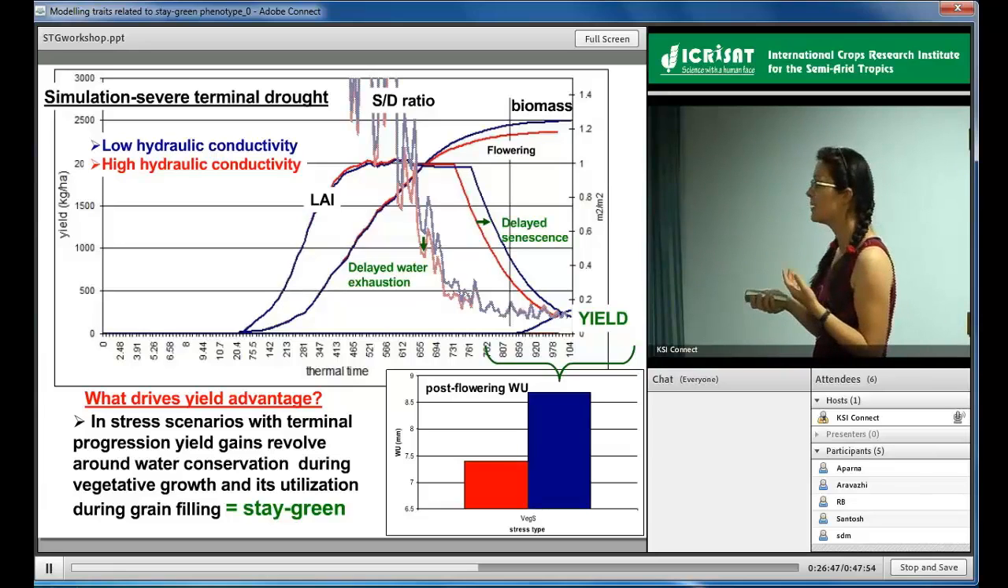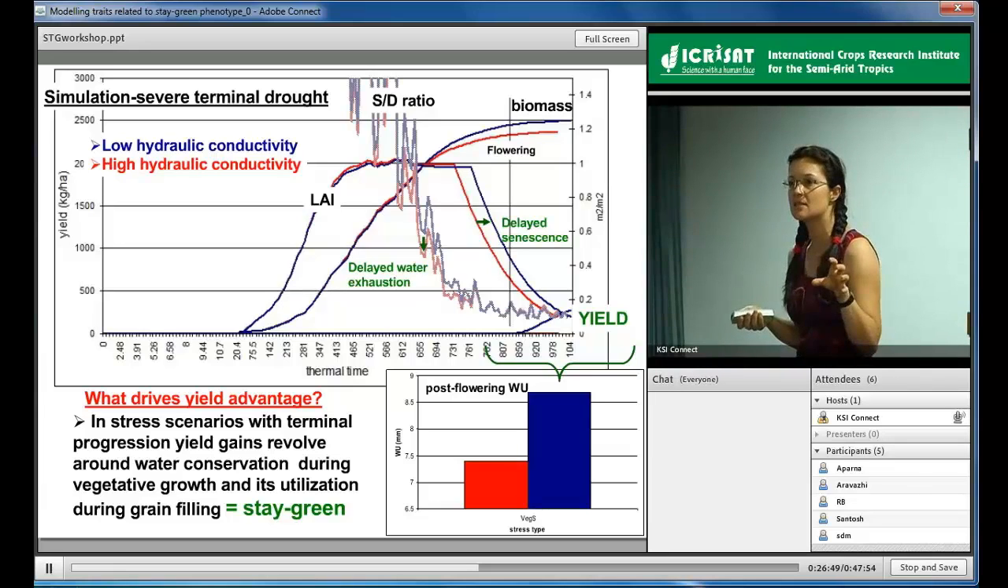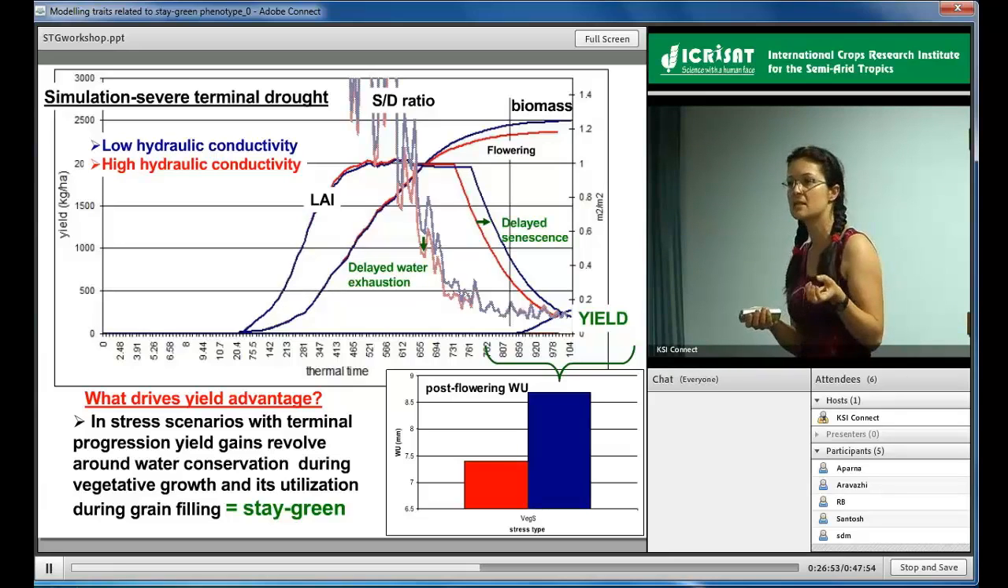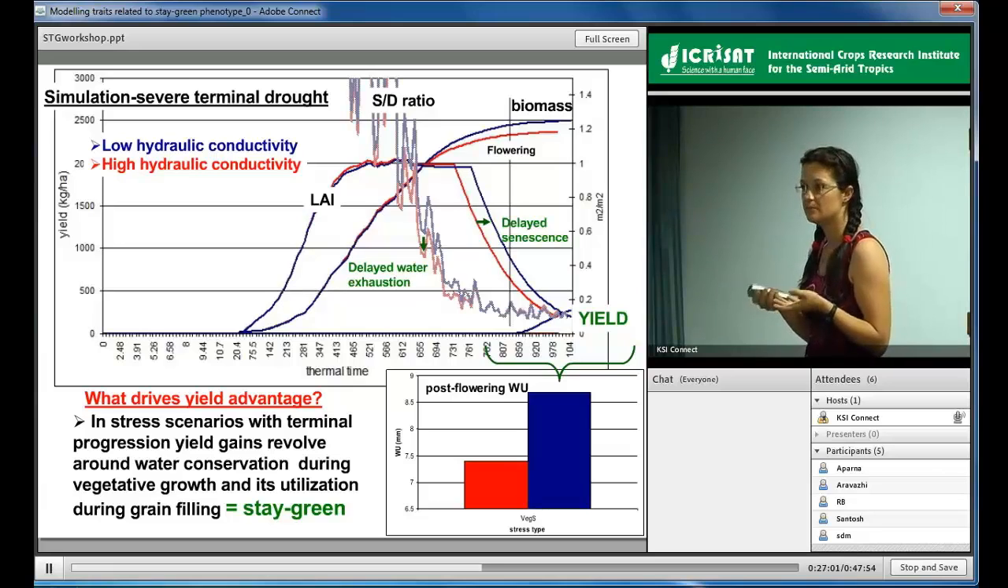This is only one example, but in the case of the other mechanisms which I showed, like canopy development or responsiveness of the crop to the drought, the consequences were very similar. Always, any yield gain revolved around the conservation of soil water during the vegetative growth of the crop.